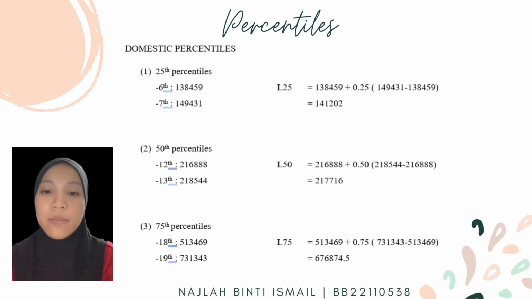So first is the domestic percentiles. For the 25th percentile, we get 141,202. For the 50th percentile, we get 217,716. And for the 75th percentile, we get 676,874.5.